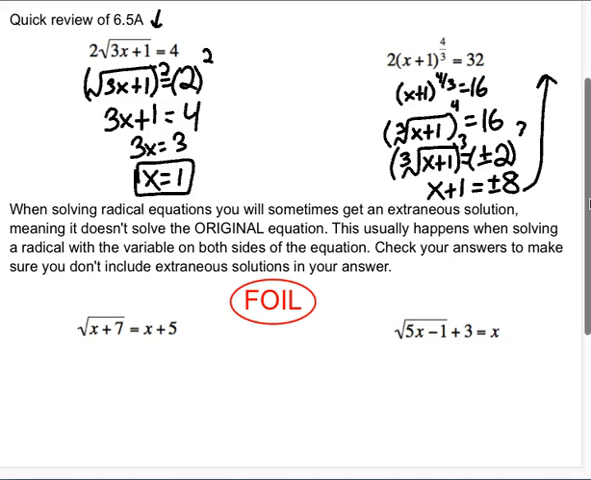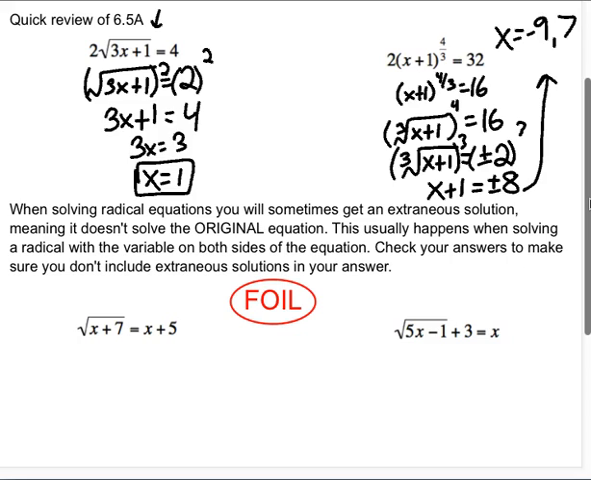But now when I go to subtract 1 from both sides, negative 8 minus 1 is negative 9, or positive 8 minus 1 gives me a 7. And those are going to be my 2 solutions to this problem. So don't forget that's our technique for taking care of these rational exponents.